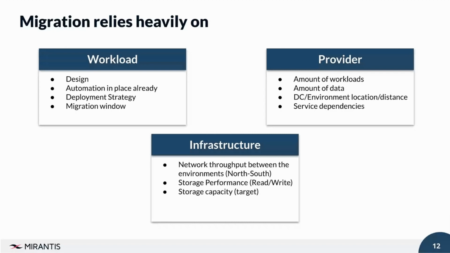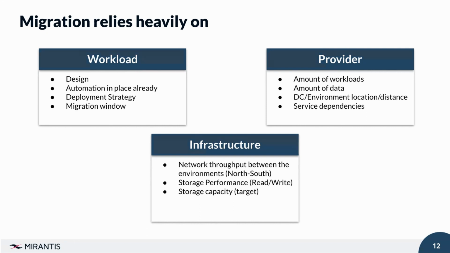Okay, next box, provider. Amount of workloads, amount of data, obvious, of course. The more data and more workloads you have, the longer it takes. Data center location distance. Of course, I think all of you know that when you want to migrate data inside a data center, it's most likely much faster than if you migrate to a longer distance data center. So maybe the bandwidth is not that high in between them. So that's definitely a limiting factor. And the service dependencies, right? That's what I spoke about before regarding the capabilities of an environment. And the infrastructure that heavily relies on the provider as well.